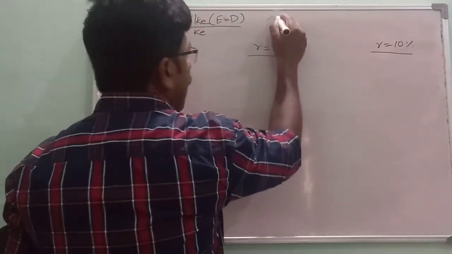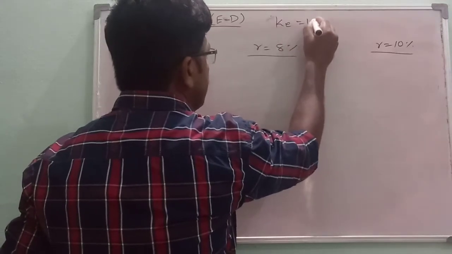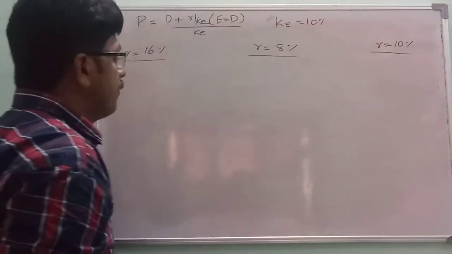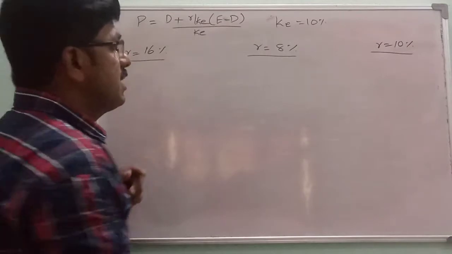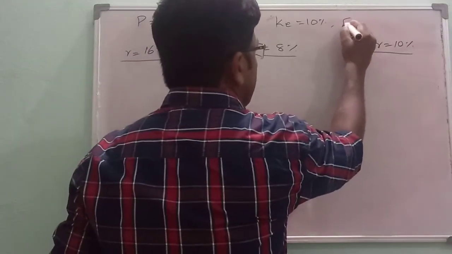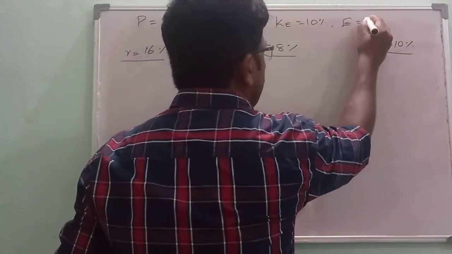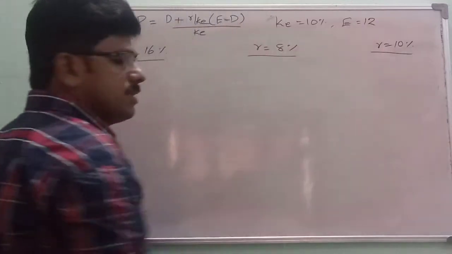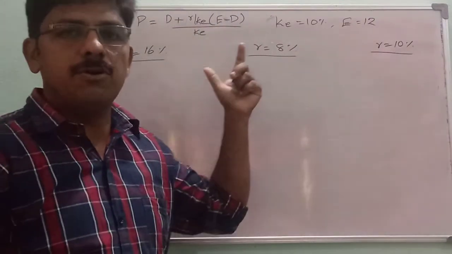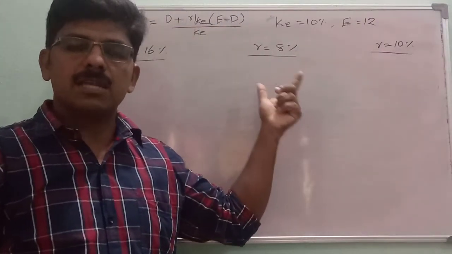K is equal to cost of equity. It is common, that is K is equal to 10%. E is equal to earnings, rupees 12. D is equal to D. It is based on that particular circumstance or situation.